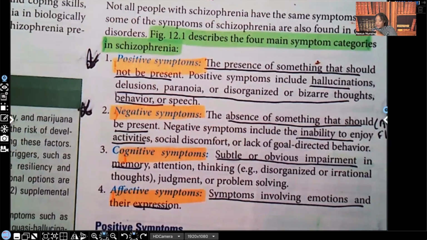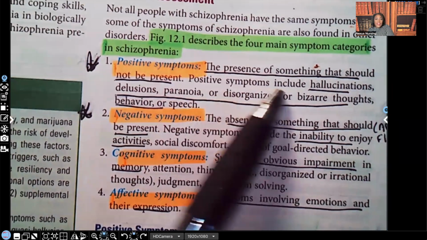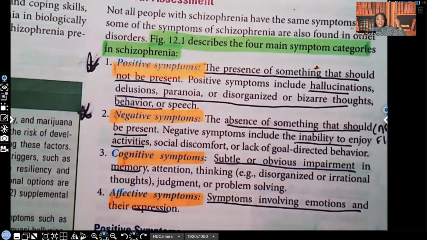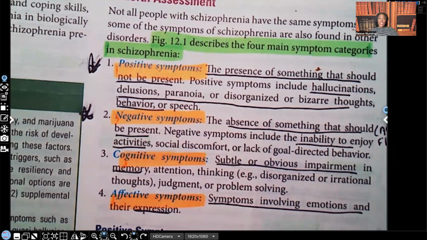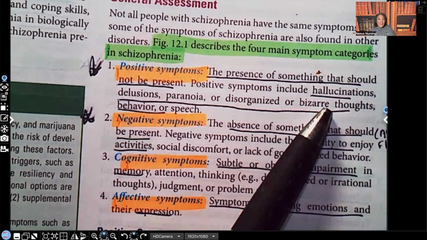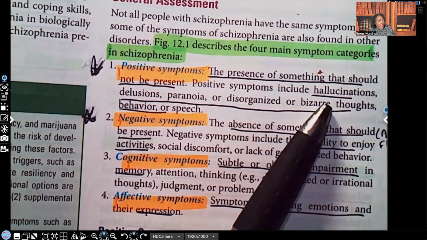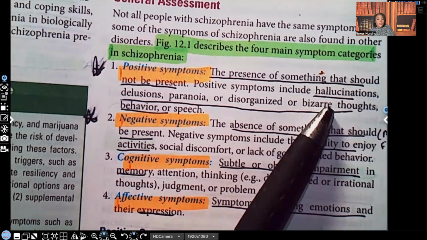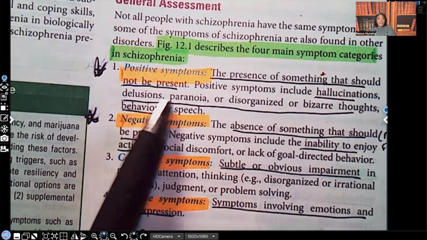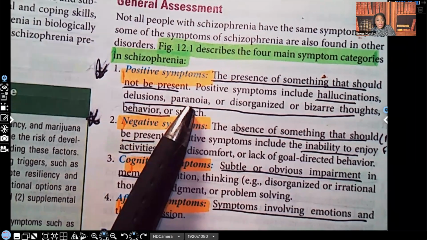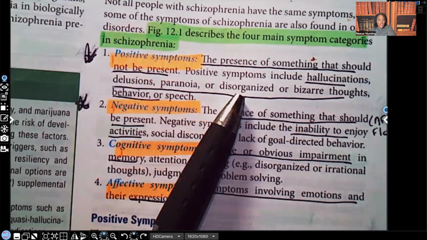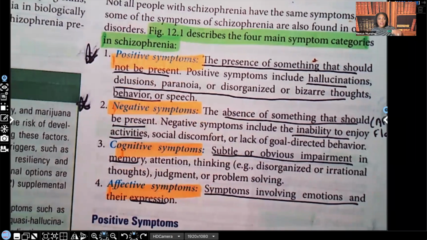Positive symptoms. This is the presence of something that should not be present. So a positive symptom is something that the patient has that they should not. Hallucinations. Are you supposed to have hallucinations? No. So that's a positive symptom. Are you supposed to have delusions? No. That's a positive symptom. Are you supposed to be paranoid? No. That's a positive symptom. Disorganized or bizarre thoughts, speech. Those are positive symptoms. Having something that you should not.